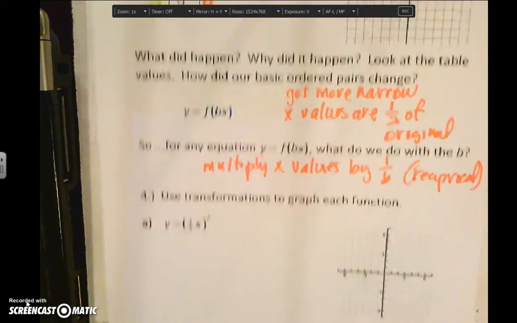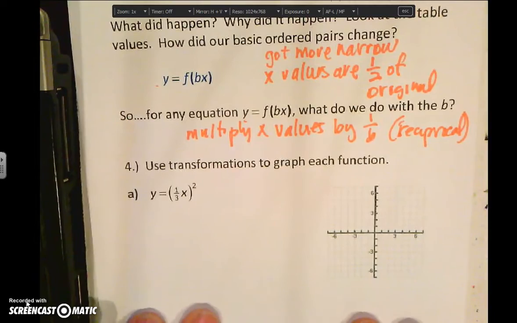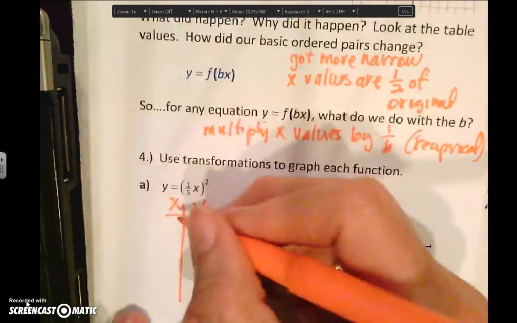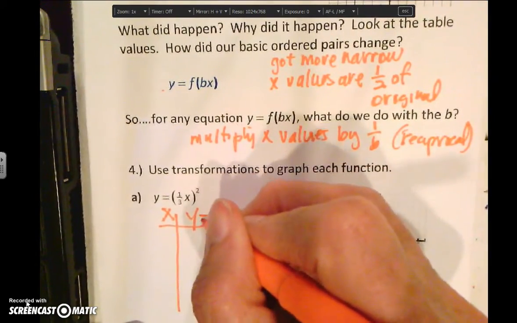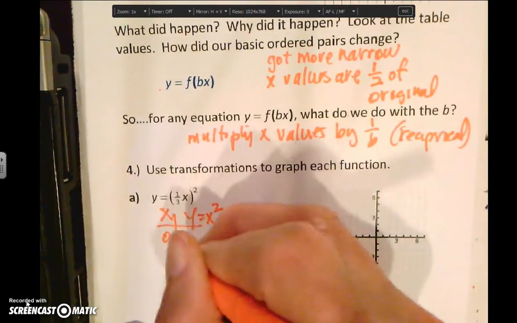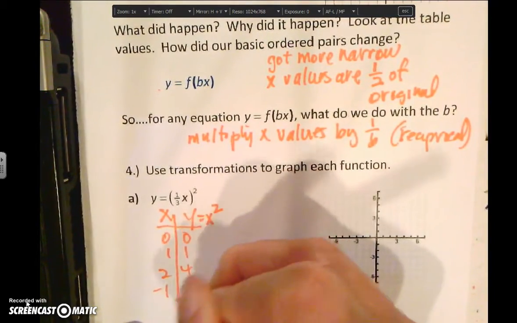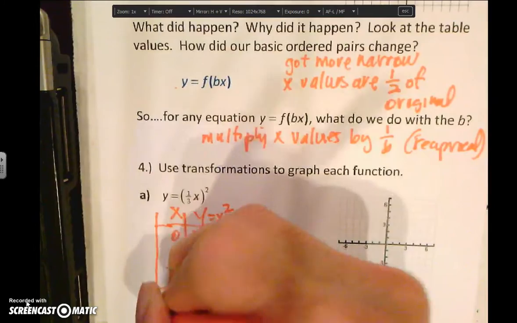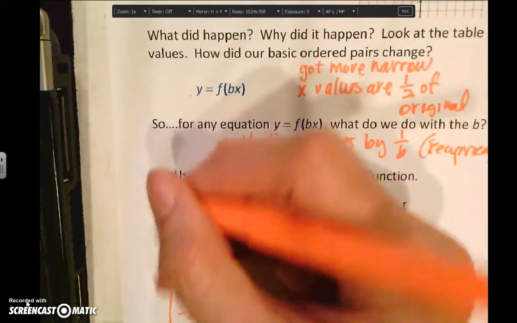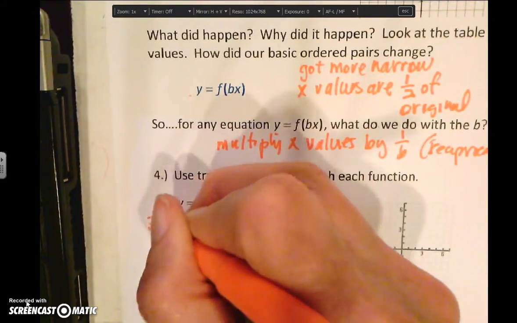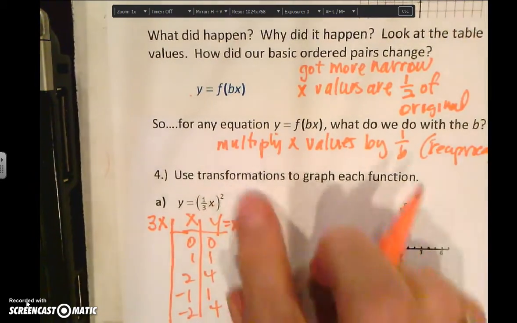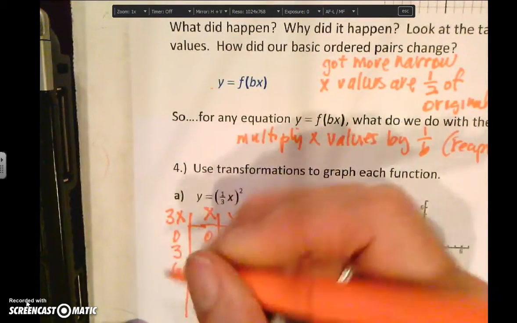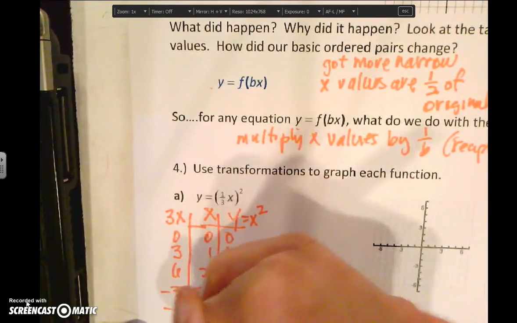All right, so here I have an example for y equals 1/3 x squared. So when I set this up, I've got my x and I've got my y. So it's again, the y is equal to x squared. And so we have 0, 0, 1, 1, 2, 4, negative 1, 1, negative 2, 4. And since our 1/3 is inside with the x, we're going to undo this and multiply our original x by 3, which is the reciprocal of 1/3. And I'm going to get 0, 3, 6. I'm going to get negative 3 and negative 6.